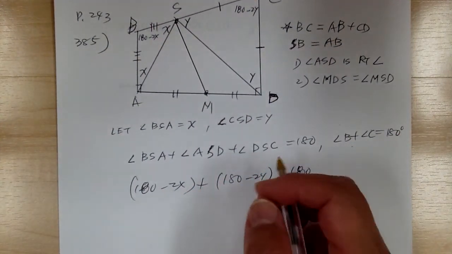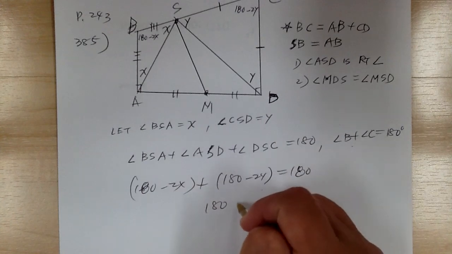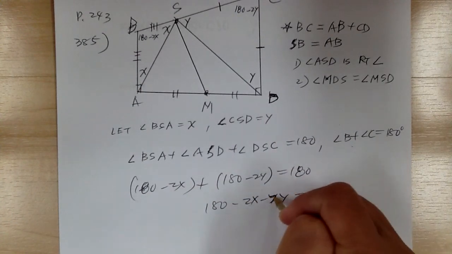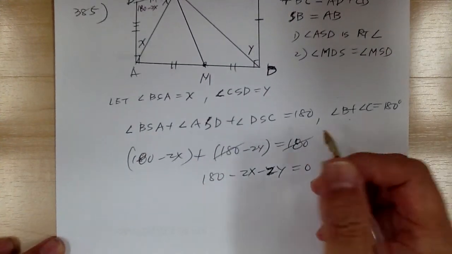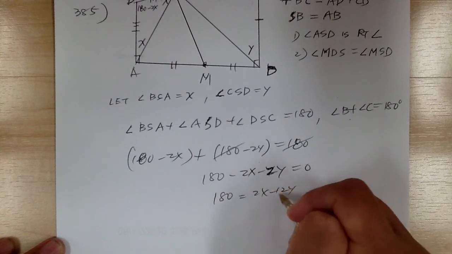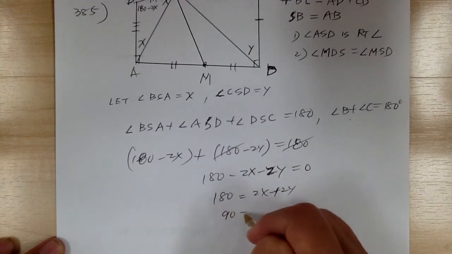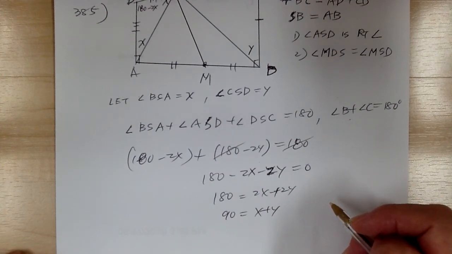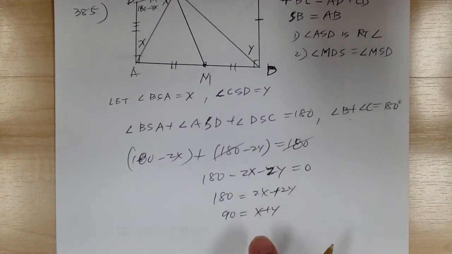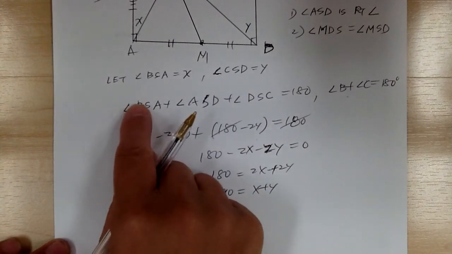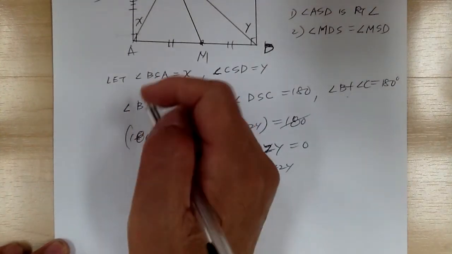Okay, then you can work it out. So you got 180 minus 2x minus 2y equal to 0, right? 180 cancels out, and moreover 180 equal to 2x plus 2y. Divide by 2, so you got 90 equal to x plus y. Okay. So now once you got x plus y equal to 90, we can go ahead and substitute this into here.